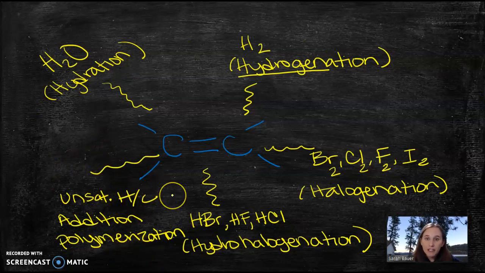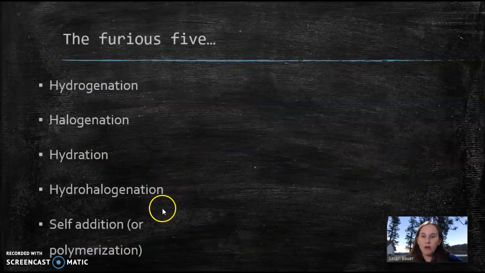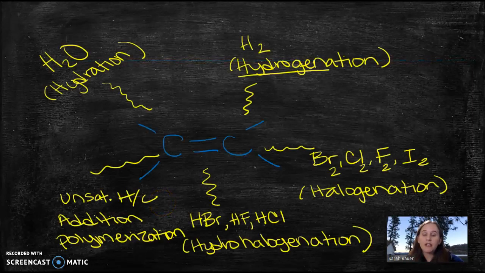We've got 5 different reactions here, and I sometimes call them the Furious 5 because of that. Hydrogenation, halogenation, hydration, hydrohalogenation, or self-addition, also known as polymerization. But all of these follow that same exact format of an addition reaction, where we have these 2 carbons with a multiple bond between them, and that can be a double or a triple, and they stay single bonded together, but the double or multiple bond opens up and grabs onto other atoms.